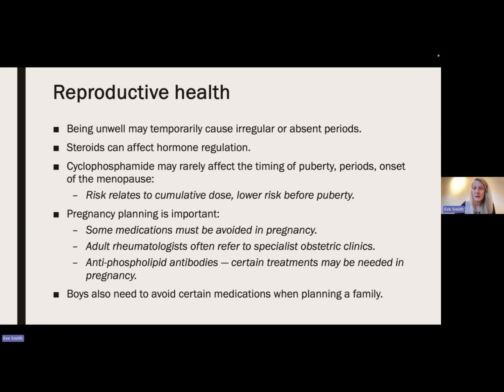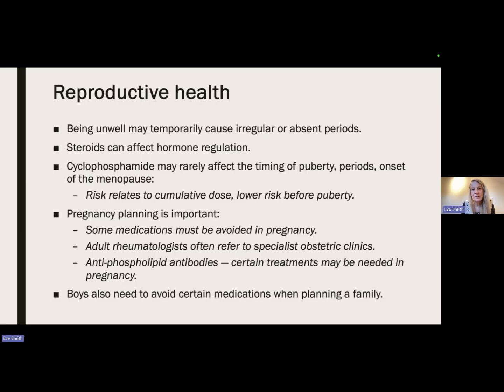Some of it might be being unwell and your body just focusing on other things rather than periods, and sort of temporarily stopping having them. Steroid treatment can also affect regulation of hormones, and all the things that make you obviously have periods and reproductive health are all to do with hormones.